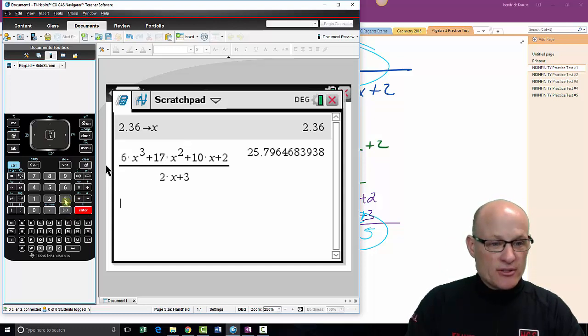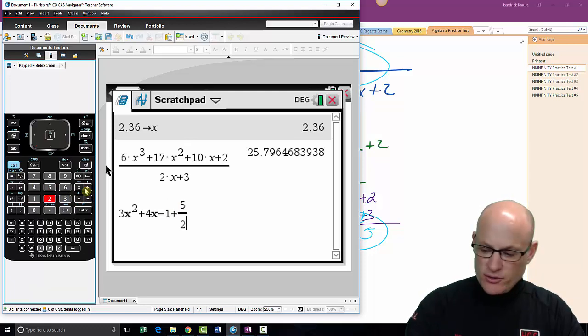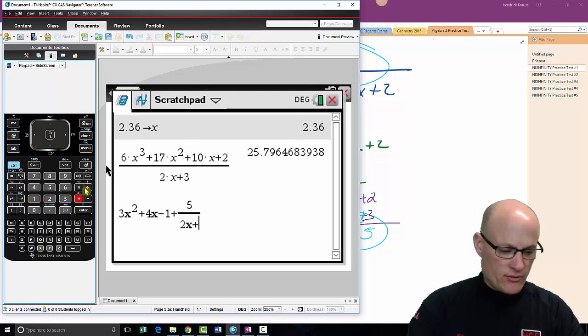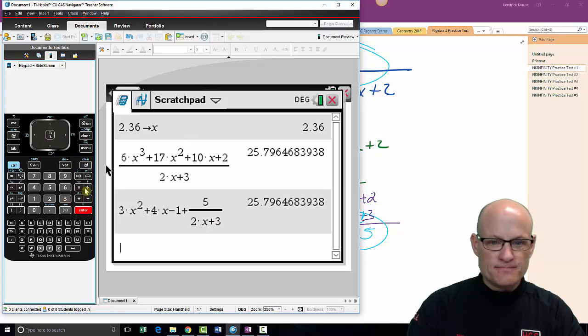Now I'm going to type in my answer. 3x squared plus 4x minus 1 plus, now we've got to do control division again, 5 over 2x plus 3. I hope this turns out to be the same.